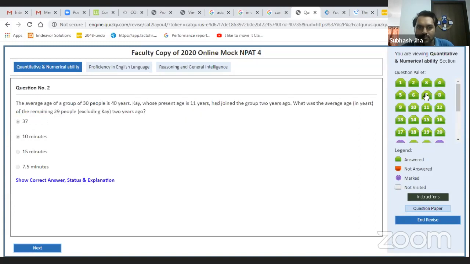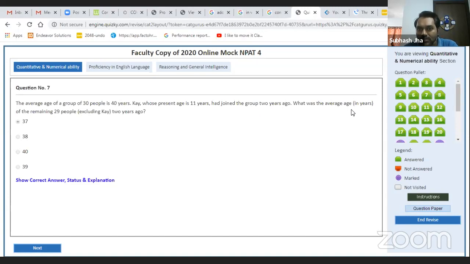Similarly, if I see question number 7, the average of 30 people is 40 years. Now, present age is 11 years of one person who had joined the group 2 years ago. So 2 years ago, the person's age would be 9 years. I'm not solving these questions. I'm just trying to make you understand that these questions can be solved without writing anything, only applying common sense and options. So this is very important for the NPAT exam and all these competitive exams where time plays a key role, where you need to understand that options will help you to answer questions a bit faster.